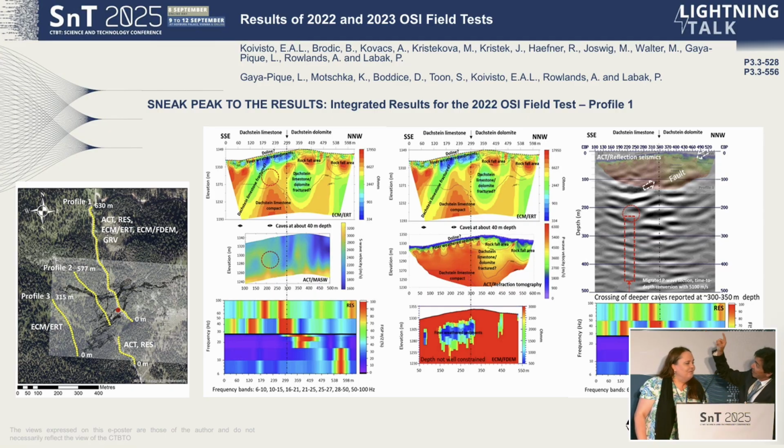So, if you want to see these results, please come to our posters. This is a snapshot. On the left side, you can see the 3 profiles we conducted in this first field test. The middle column shows already some kind of integration of the different results we got. So, for example, on the top, you have results from electrical resistivity tomography. You can see different areas with higher conductivity, with lower conductivity of the terrain. So we think we identify already some caves, some voids below the surface at different depths with electrical tomography, which were confirmed with seismic techniques.